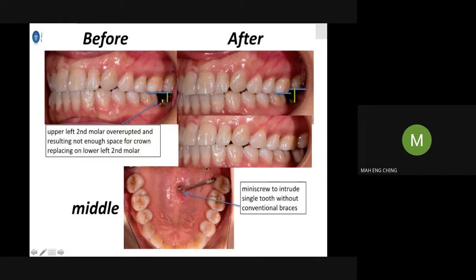This one I use a mini screw, because the patient doesn't want braces anymore. So I use the simple sectional braces.